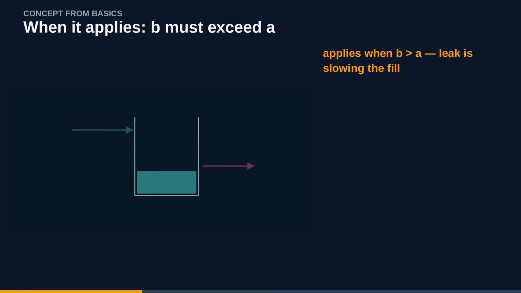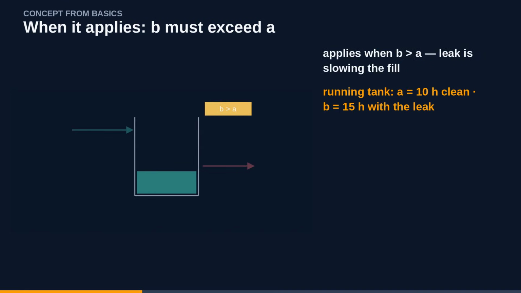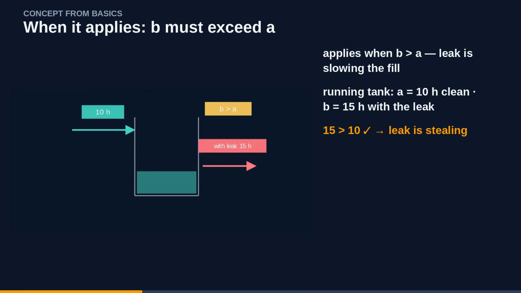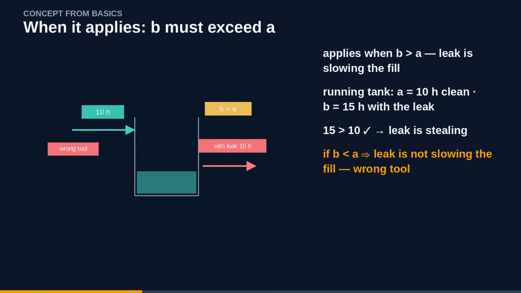This shortcut applies when B is larger than A, our running tank. A is 10 hours, B is 15 hours. 15 is greater than 10, so the leak is stealing water and the question, how long to empty a full tank, makes sense. If B were smaller than A, this emptying time line would be the wrong tool. The leak would not be slowing the fill.